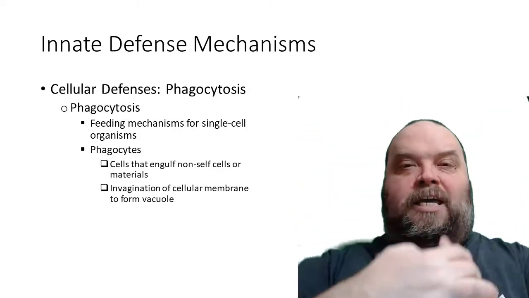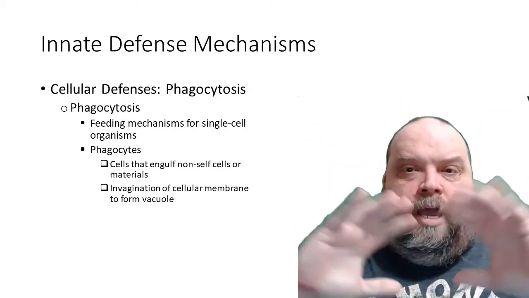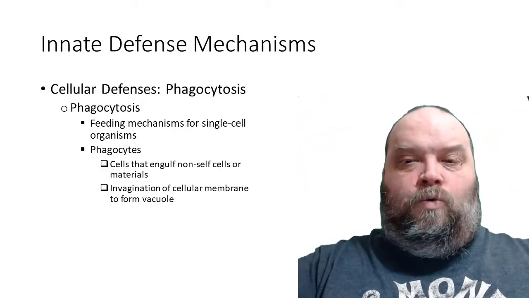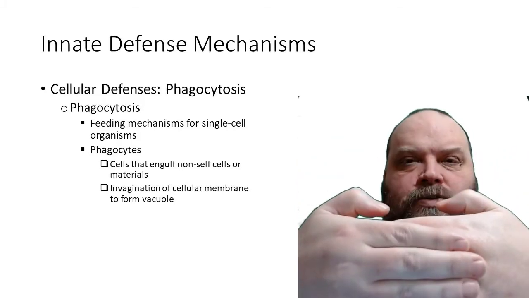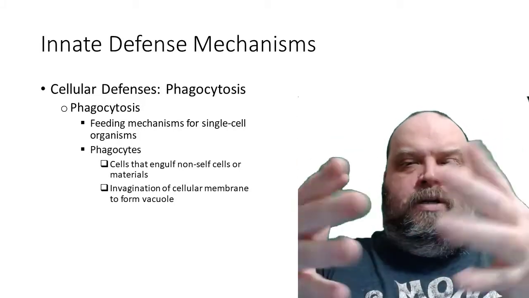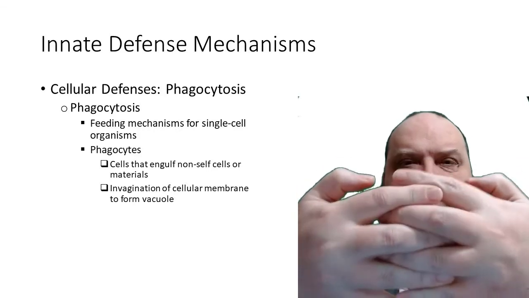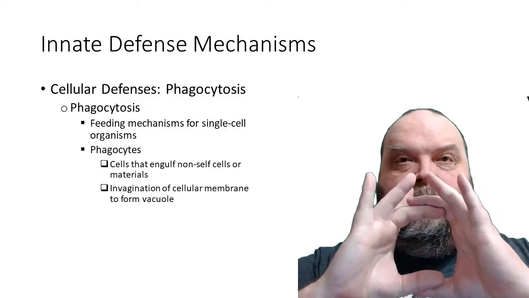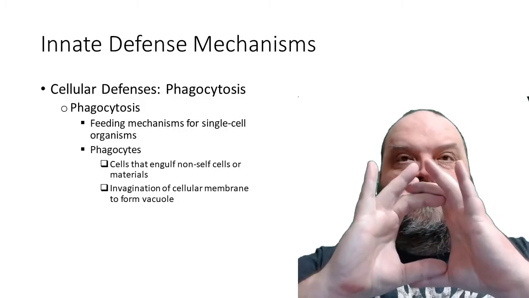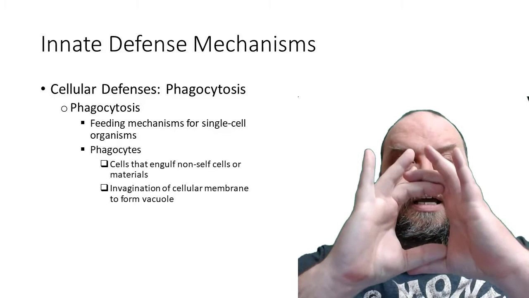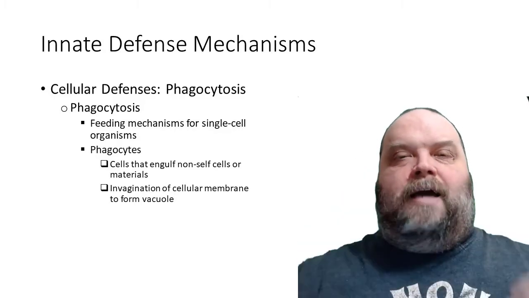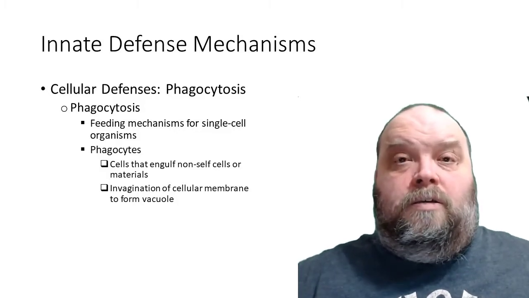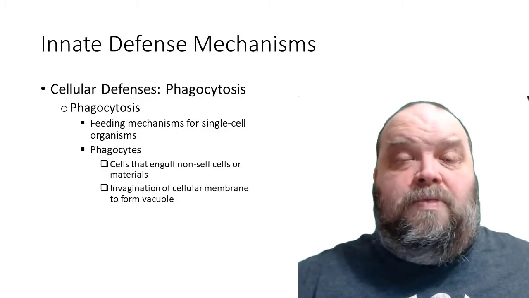Think of it as a giant bear hug, where the plasma membrane pushes out, around, and encircles. When it encircles, this part fuses together and becomes a new plasma membrane, leaving whatever that particle was, a bacteria, some other smaller cell, whatever, in a large vacuole. Well, turns out some of our immune cells do the same thing.